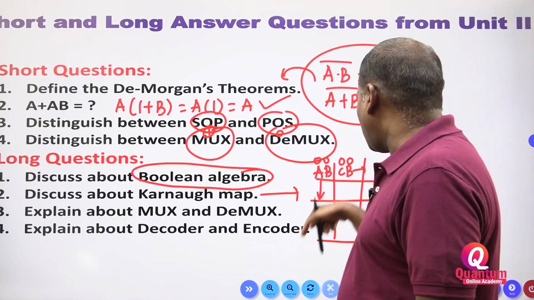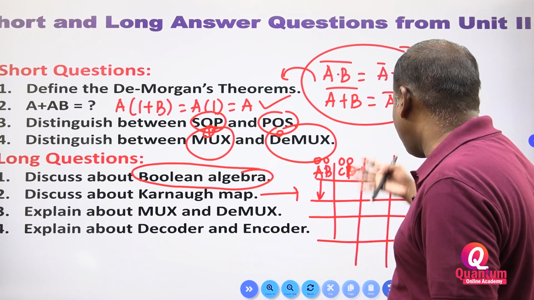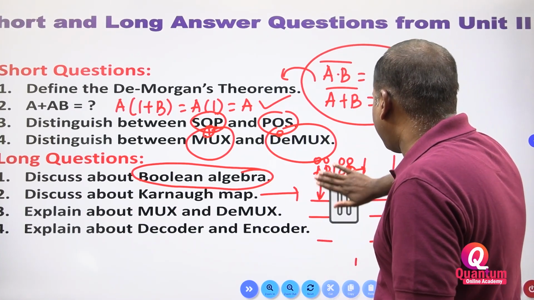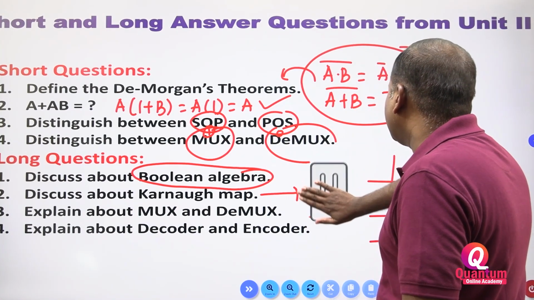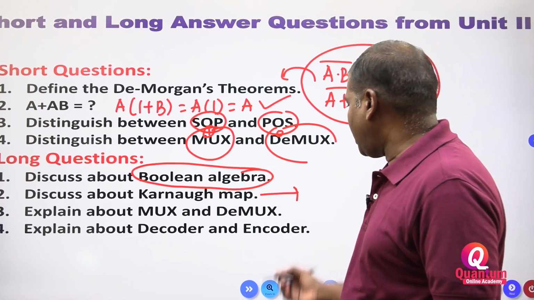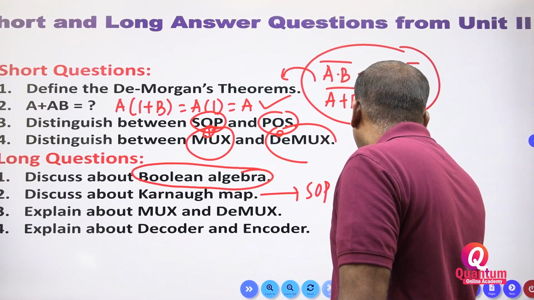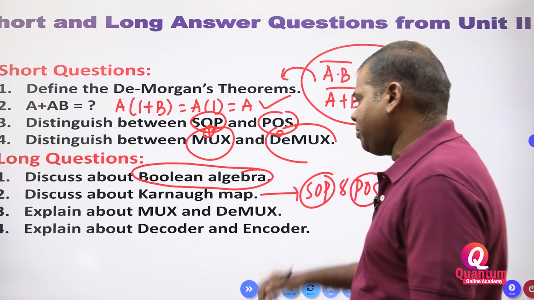AB and CD you have to take from this 4 variable K map and 3 variable K map. Any variable K map also you have to do. So that is the K map one. By using sum of product and product of sum forms you have to take from this.